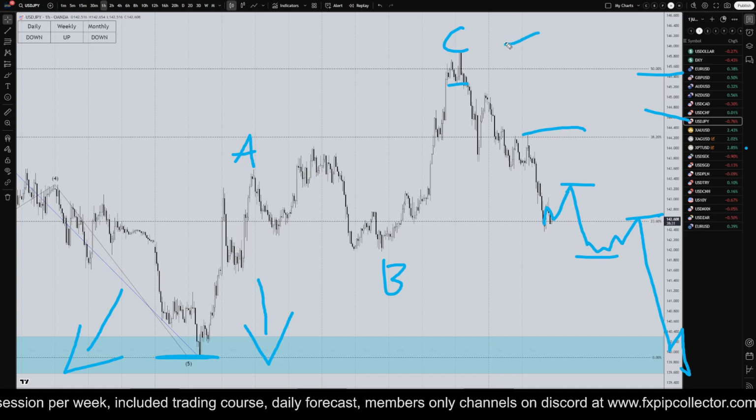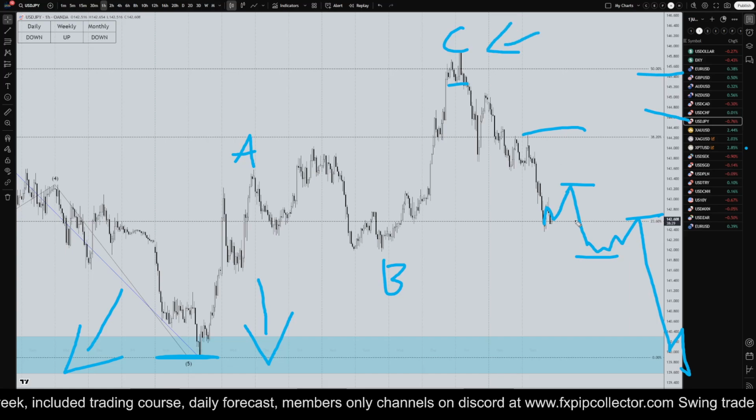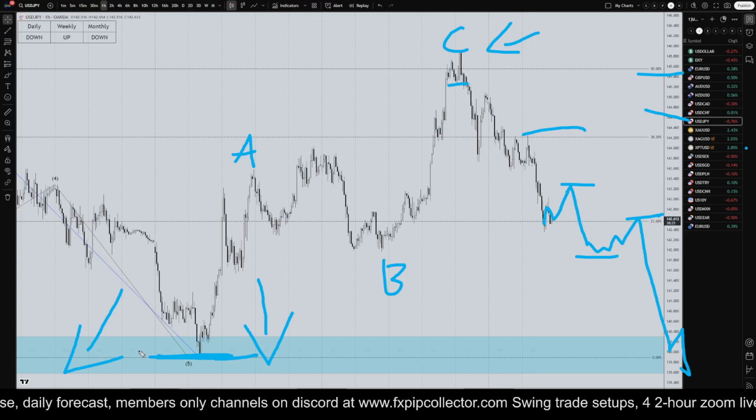I think this up here is likely the end of a correction on the 4 hour time frame, which means that it will likely eventually take out these previous lows.